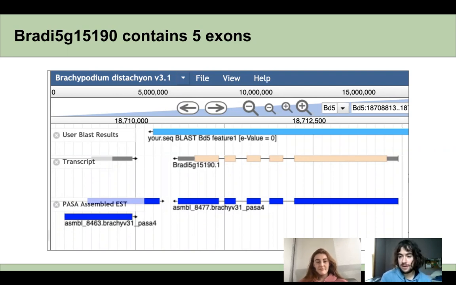Using the Phytozome 12 software, we determined our gene, Brady5G15190, contained 5 exons, was located on the 5th chromosome, and coded for a peptide sequence 733 amino acids in length.